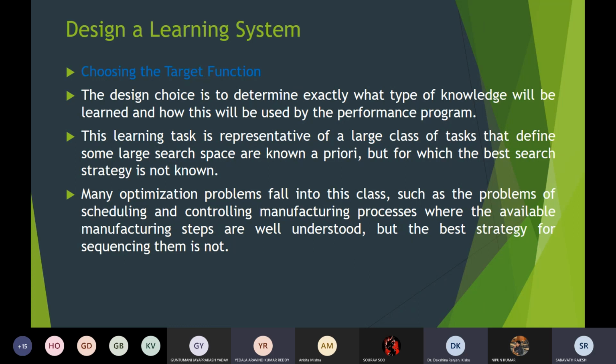Now how do we do this? We can take help of optimization algorithms or optimization strategies, which will help us find an approximation to the best search strategy, which is also helpful to design a learning system. And when we use this optimal search strategy, obviously the performance will be enhanced.